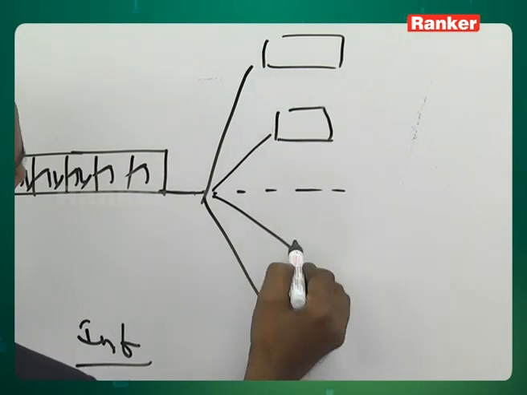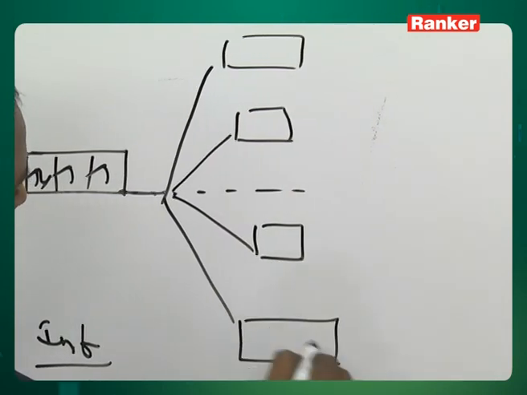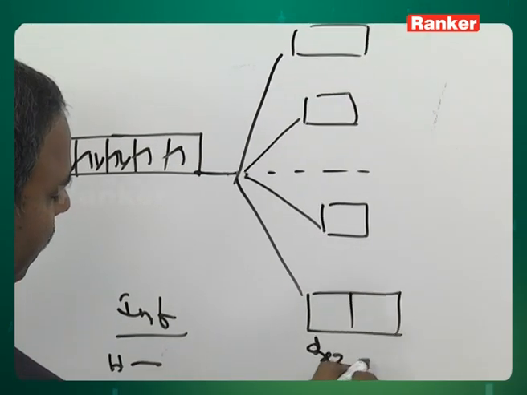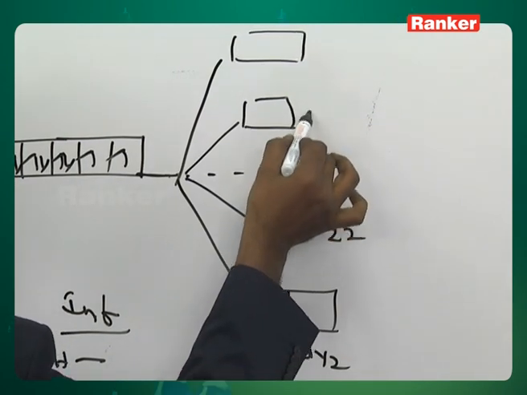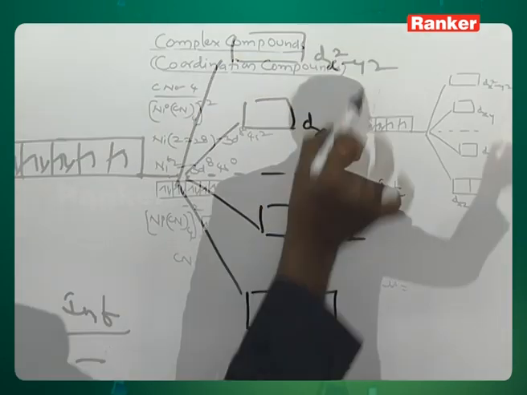This you know is dxy. This is dz square. The remaining 2 orbitals go with this one. Now this one will be dxz, dyz. This is dz square. This is dxy. This is dx square minus y square.